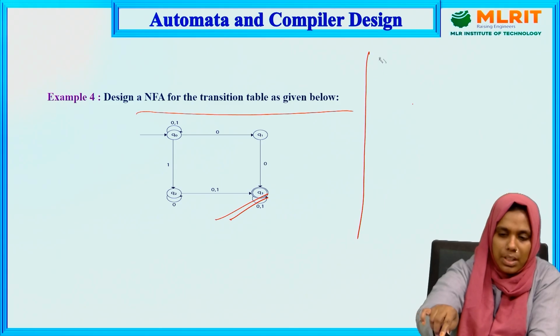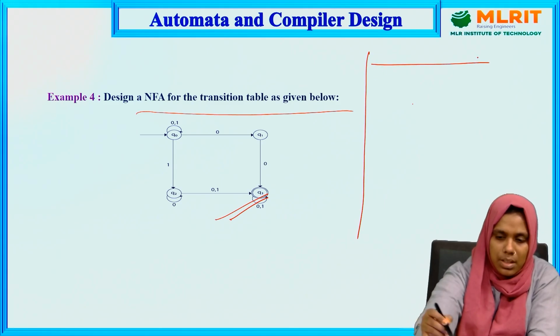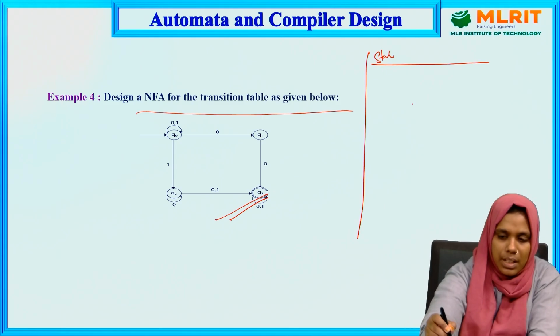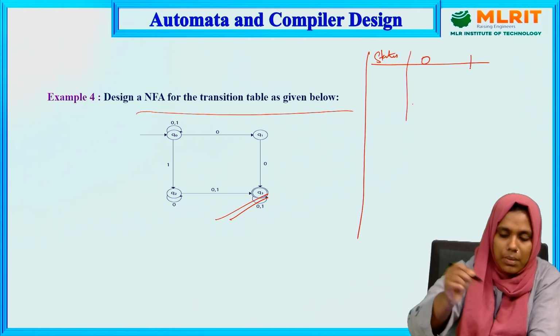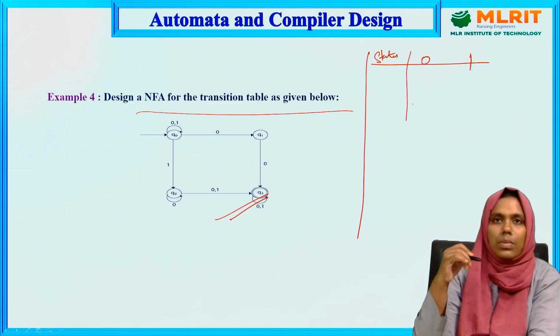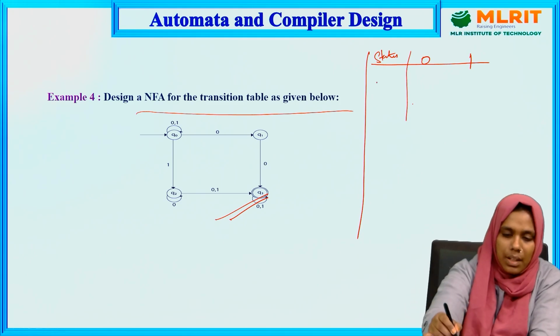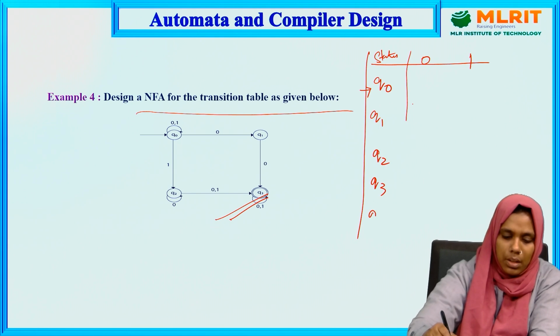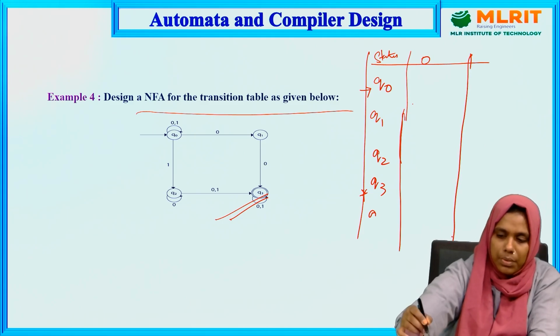So the transition table consists of what? States, that is the present states, and inputs. What are the inputs we have? 0 and 1. How many states do we have? Q0, that is the initial state, Q1, Q2, Q3. That's it. Q3 is the final state. So we have to draw the transition table for that.